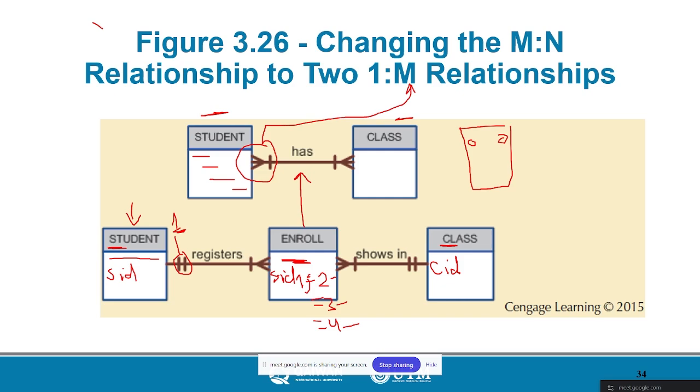Now, guys, do you have any question about this? I mean, M to N or composite entity in general? No, thanks. You're welcome.